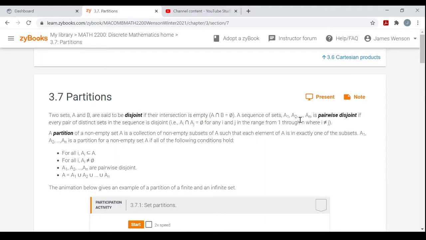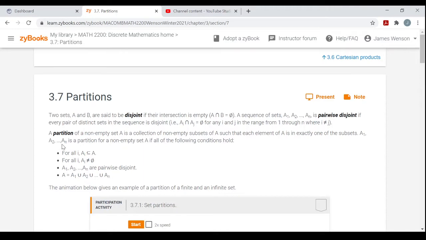So a sequence of sets, a collection of sets, is pairwise disjoint if you take any pair of them and each pair has nothing in common. So basically there's no overlap between any of the sets. Now, a partition of a non-empty set A is a collection of non-empty subsets of A such that each element of A is in exactly one of the subsets.